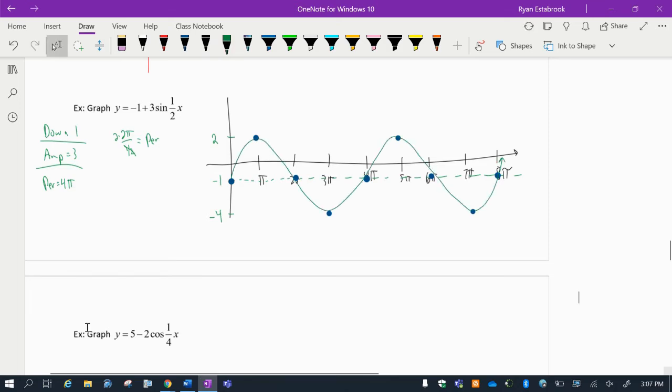So a tough problem because there's all those different variations, but think about it step by step. It goes down by 1, the amplitude is 3, the period is 4 pi. Set everything up before you worry about drawing anything or plotting points. Set up your x-axis, your y-axis with the shift and with the amplitude, and then draw in your curve.